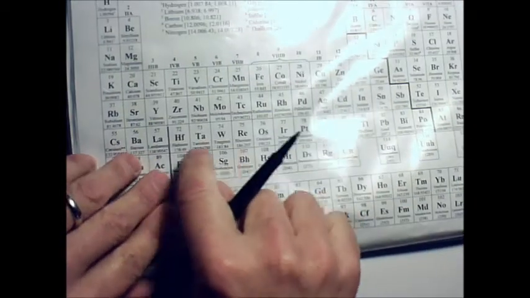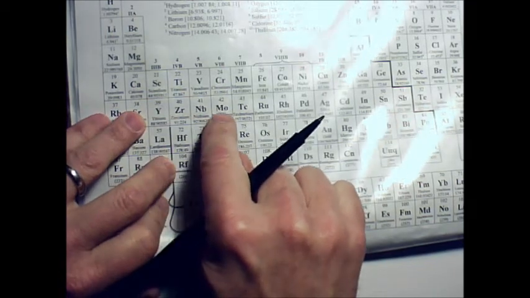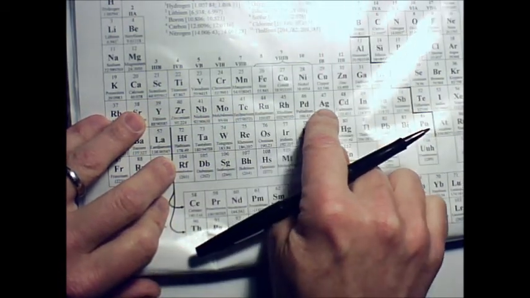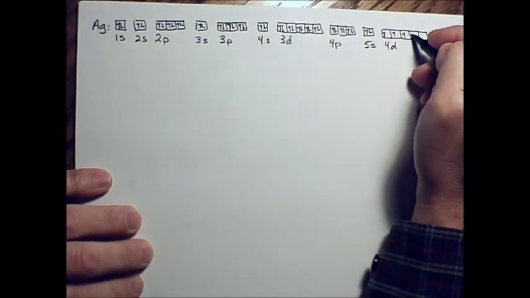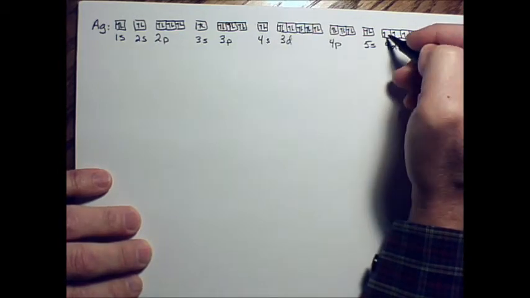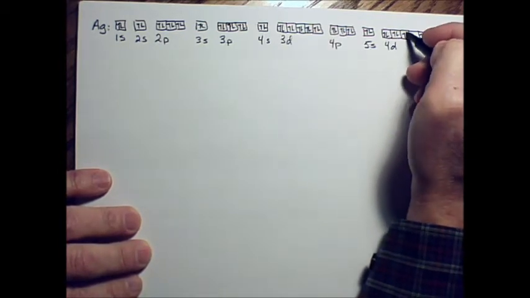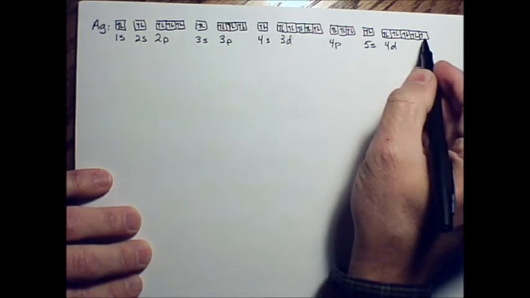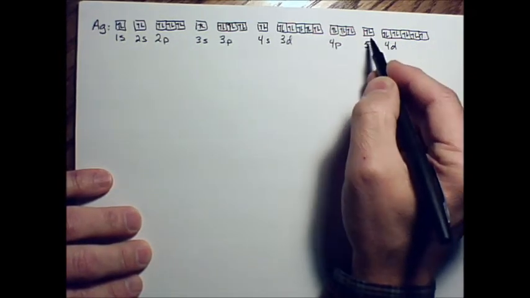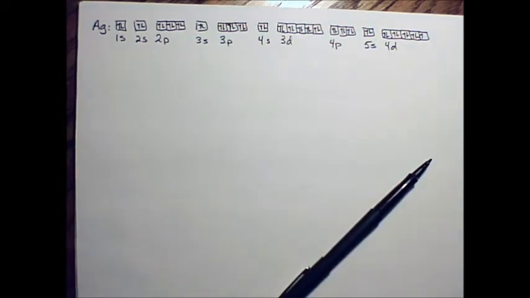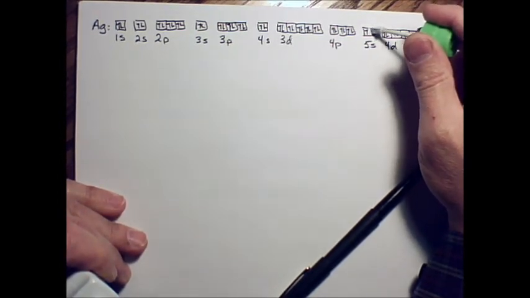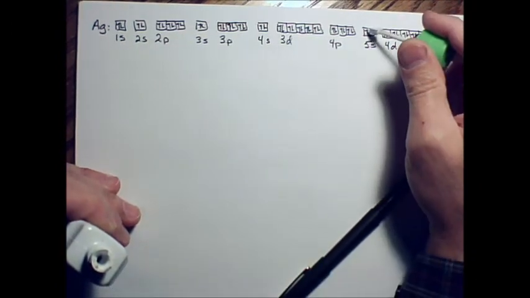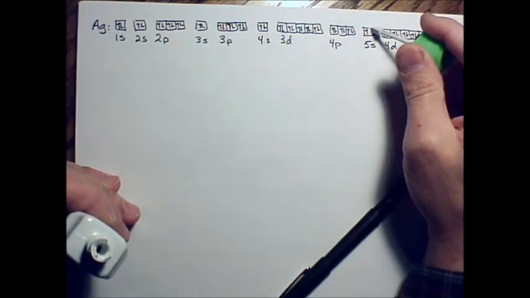And we need 1, 2, 3, 4, 5, 6, 7, 8, 9 electrons here to get to silver. 1, 2, 3, 4, 5, 1 on each box, and go back and pair them up. 5, 6, 7, 8, 9. But this is where we've got an almost full D sublevel, so we have to pull an electron out of 5s. Okay, so I'm going to take this electron out of 5s here and move it down and drop it into 4d to finish filling up that 4d sublevel.